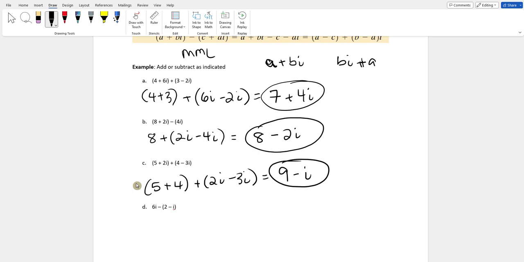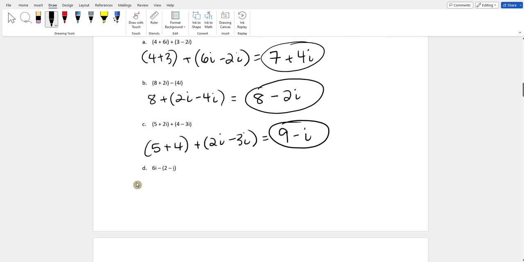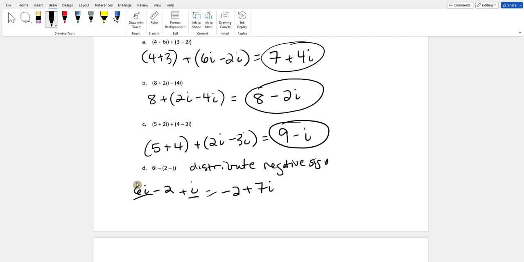The next one is 6i minus (2 minus i). So you've got to be careful here. You're going to distribute this negative sign throughout this set of parentheses. So distribute the negative sign. We're going to change all of the signs in the parentheses. So this will be minus 2 and then plus i. We can go ahead and group 6i plus i is 7i. And then you've got the minus 2 or -2. Your answer would be -2 plus 7i.